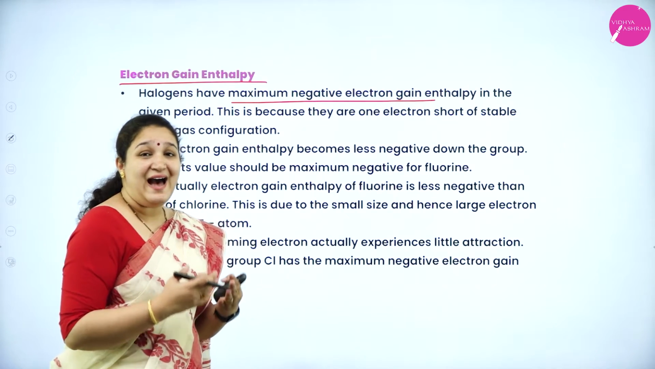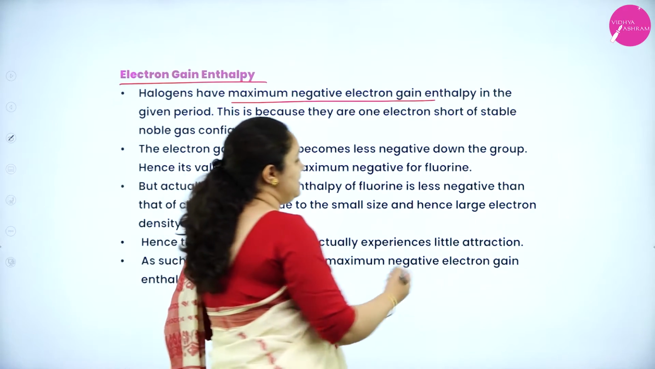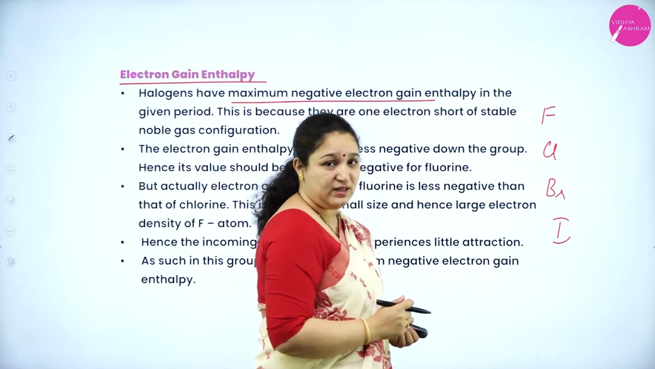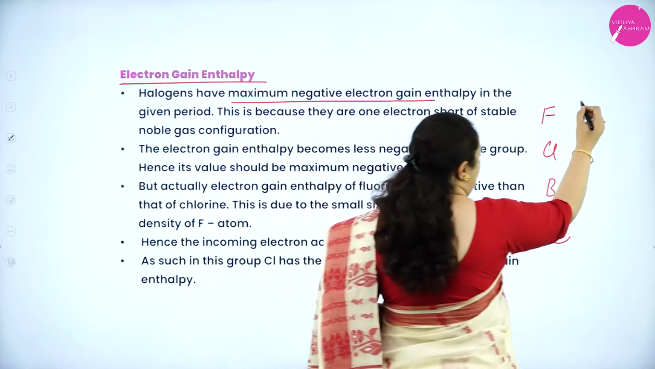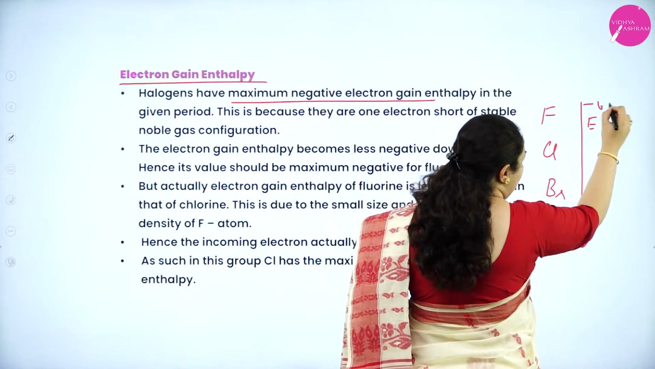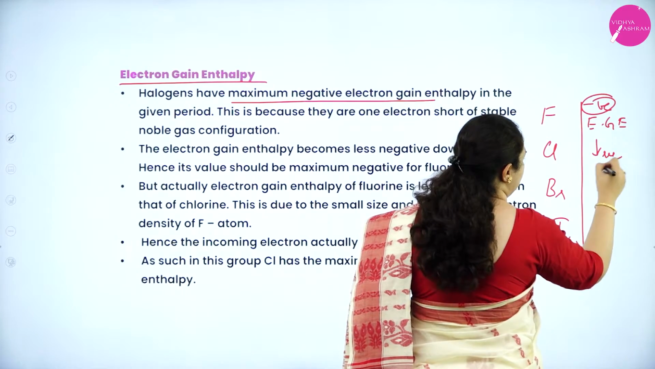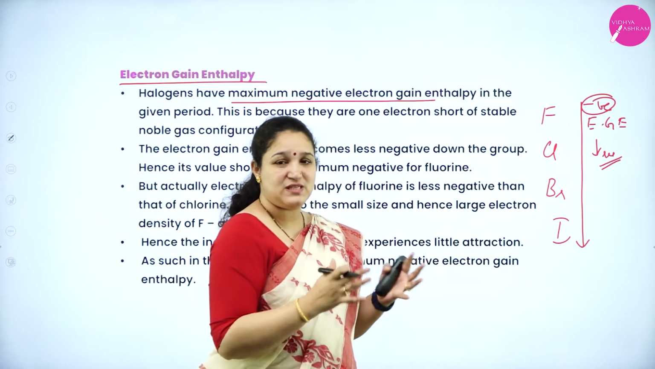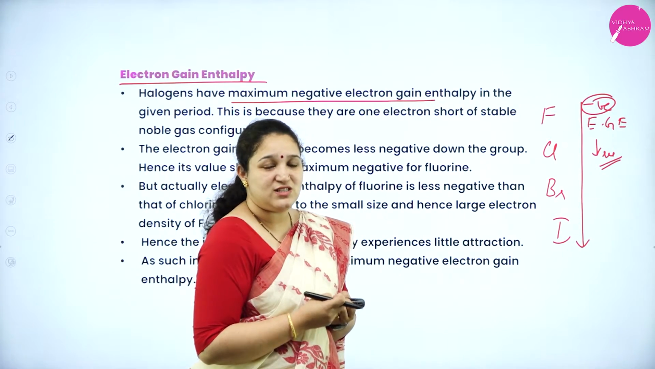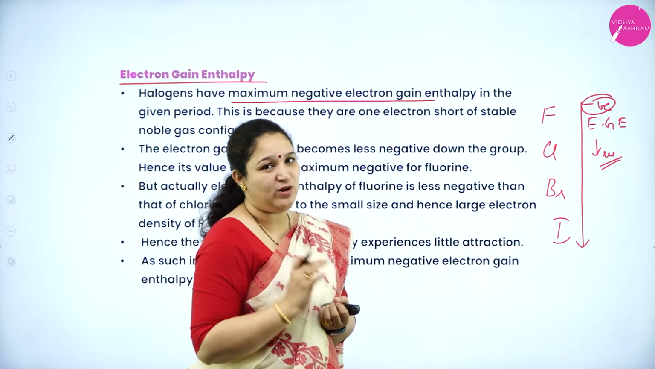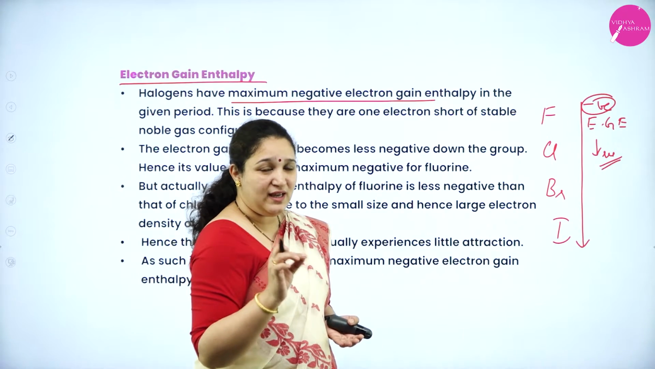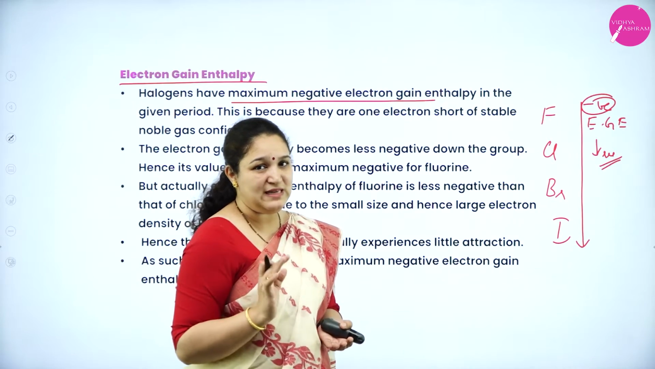But what happens as we come down the group? That is fluorine, chlorine, bromine and iodine I have, isn't it? Down the group, electron gain enthalpy, that is the negative value, decreases. That is because of the size. The size of the atom is increasing. Thus when the extra electron is added, the effective nuclear charge experienced will be lesser, and the amount of heat liberated also will be lesser. So as we come down the group, the negative electron gain enthalpy decreases. The negative value goes on becoming lesser and lesser.